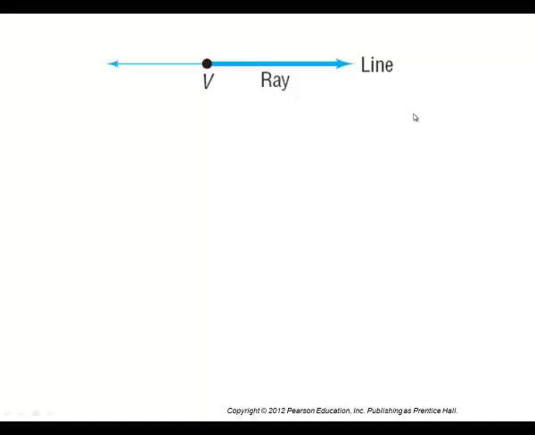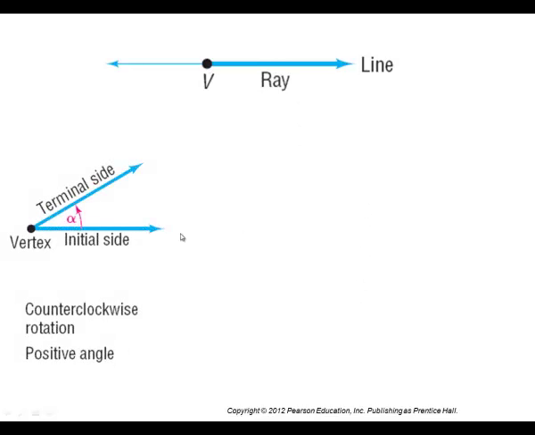Here we have a ray, where we have an endpoint and it continues on indefinitely, versus a line that has two arrows, or continues on indefinitely in both directions. So a ray would be considered a line that has an endpoint on it. Whereas here we have a vertex that is the endpoint of two rays.